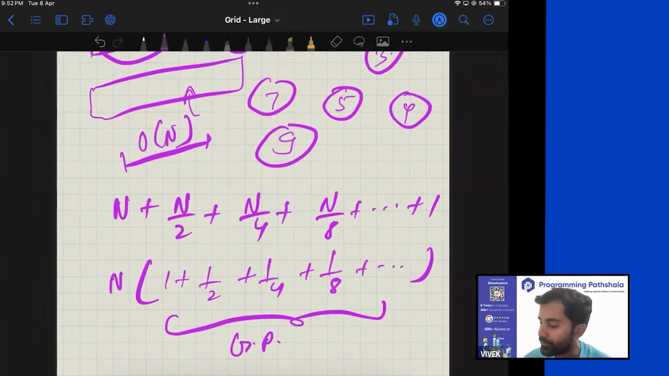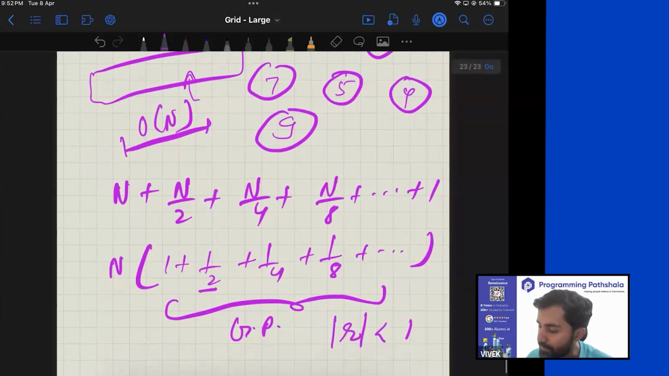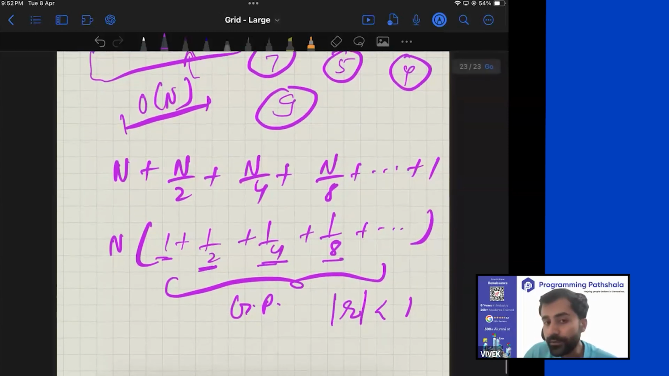Now, can you tell me what will be the sum of this series? One interesting thing about this series is that the common ratio is smaller than 1. The common ratio is half. So every next term is smaller than the previous term. Half is smaller than 1. 1/4 is smaller than half. 1/8 is smaller than 1 by 4, right? So you don't need to estimate anything. Just use the GP formula.